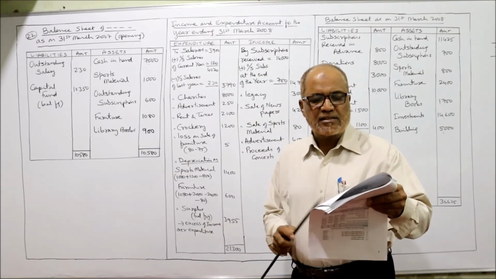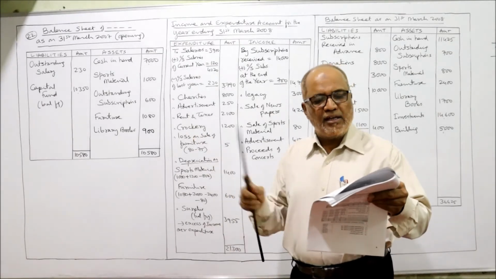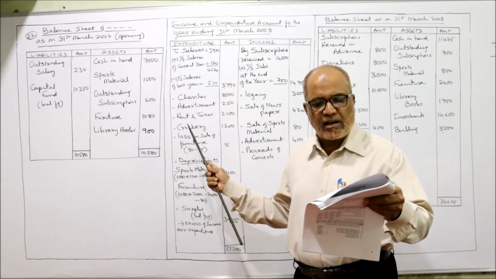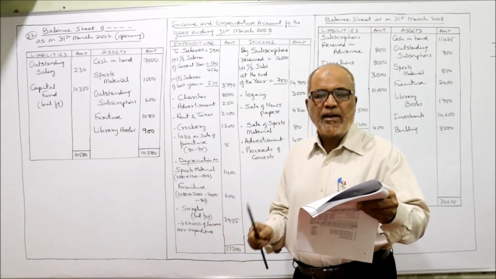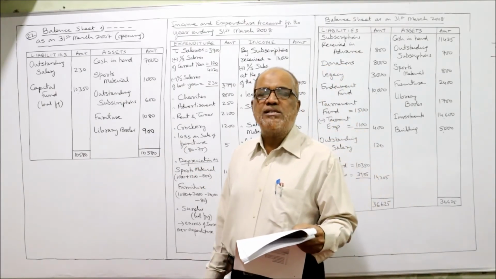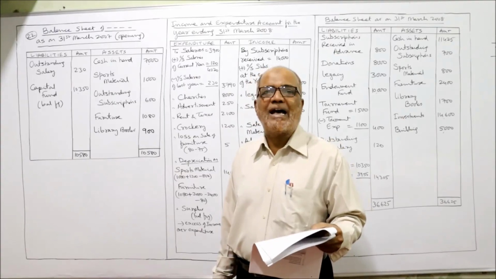Next comes salaries, is a revenue expenditure. Charity is a revenue expenditure. Advertisement is a revenue expenditure. Rent and taxes, revenue expenditure. Library books is a capital expenditure because books are an asset.